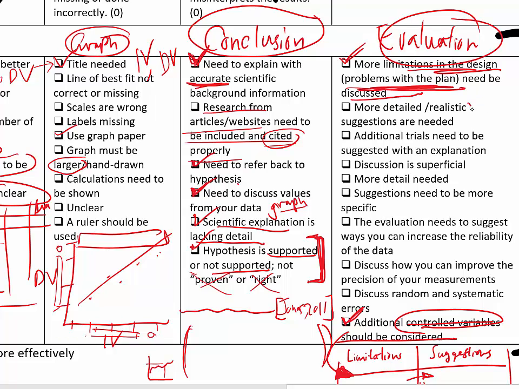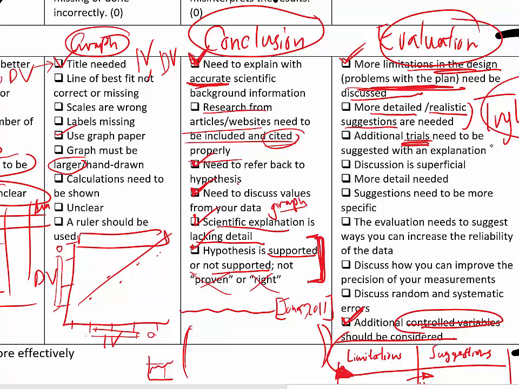When you suggest an improvement, the improvement needs to be detailed, and it needs to be realistic, and it needs to be something that's really going to actually help, not just try harder. That's not going to be a good suggestion for an improvement. A good thing to do is to always suggest additional trials. So if you only had time to repeat it 3 times, you should suggest that you repeat it more than 3 times, possibly 5 times.